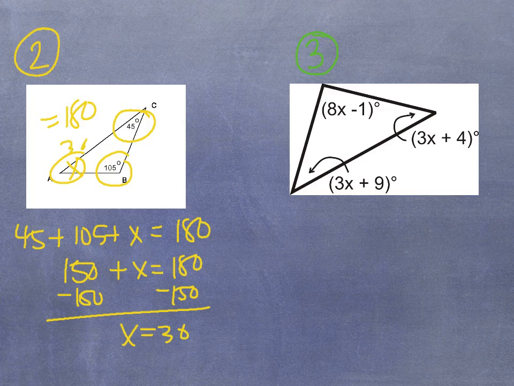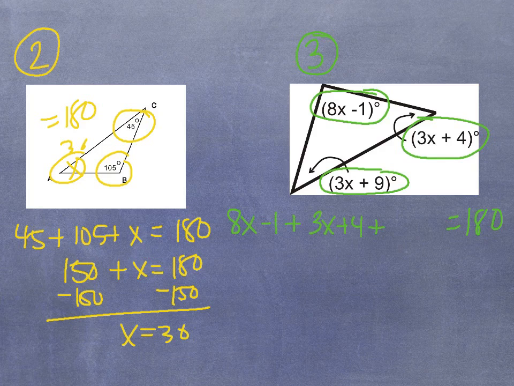Alright, if we look at example number 3, this one is a little more complicated because, as you can see, we have expressions with x's within the angles instead of just whole numbers. It's the same idea as when we did part plus part equals whole. In this case, remember, we know that the whole thing has to equal 180. So these three added together are going to have to equal 180. You could write them all out: 8x minus 1 plus 3x plus 4 plus 3x plus 9 equals 180. So part plus part plus part is equal to 180.